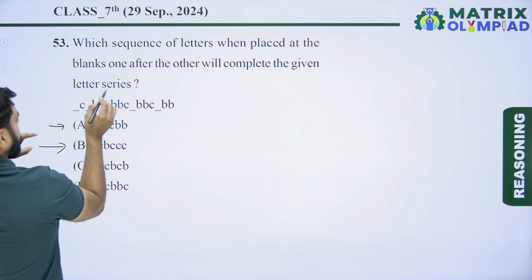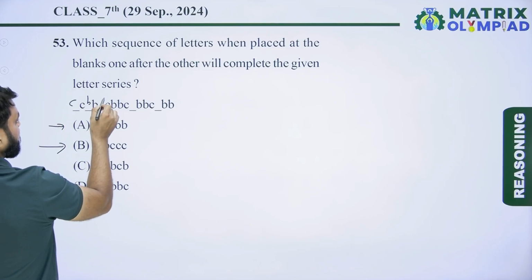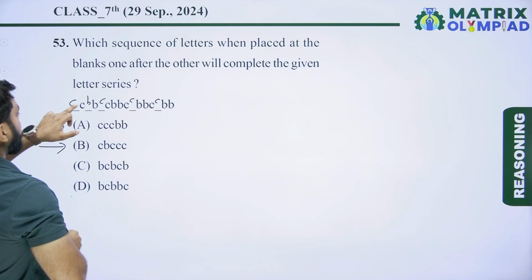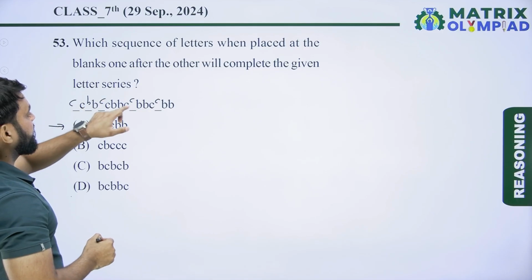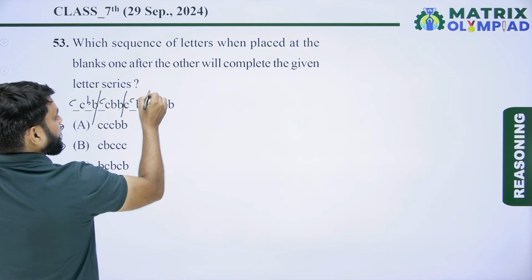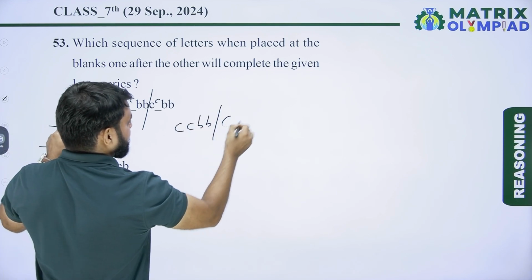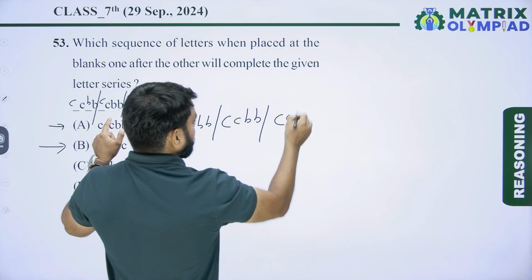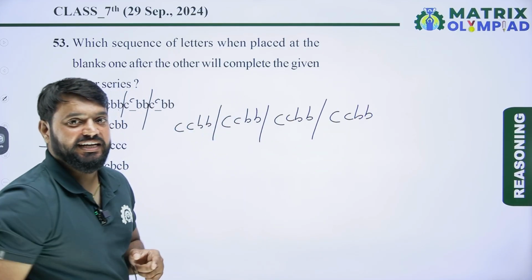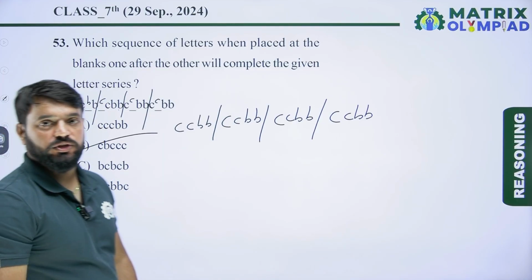According to option B, the first blank is C, the second blank is B, the third blank is C, the fourth blank is C, and the fifth blank is again C. So the pattern is double C, double B, double C, double B, double C, double B, and again double C, double B. So the pattern is in a defined way. It means option B is the correct answer of this question.